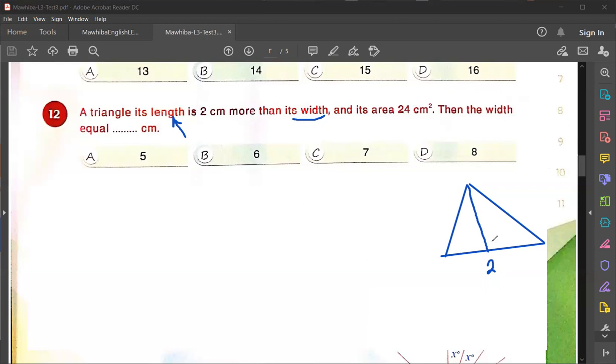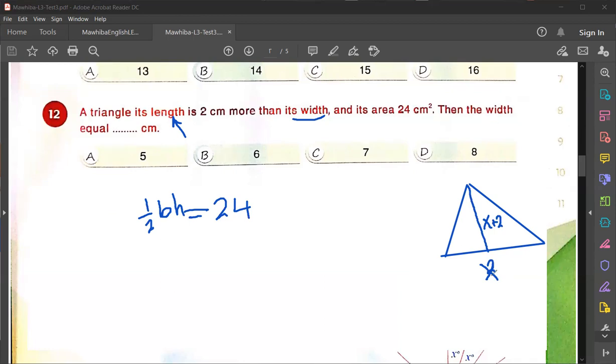We see here the base is x, and the height will be x plus 2, like this. Or we can do the opposite. He said now like this. And its area is 24. So what is the area of a triangle? Half base times h, right? Equals 24.